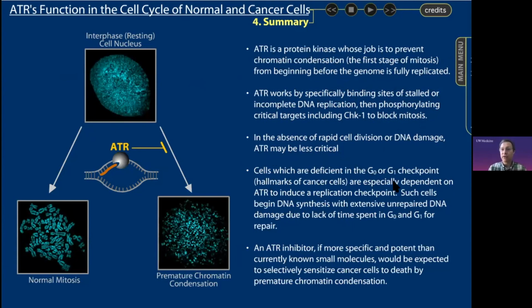However, in cancer cells that are deficient in G0, G1 checkpoints, ATR is really important for inducing this replication checkpoint, and such cells begin DNA synthesis then with extensive unrepaired damage due to the lack of time spent in G0, G1 for repair, and an ATR inhibitor can selectively kill such cells, especially when combined with a little bit of DNA damage. And we now know that that leads to, at least in certain circumstances, an immunogenic cell death that pulls in T cells and can help you fight the cancer.